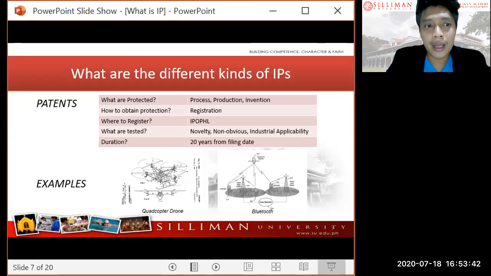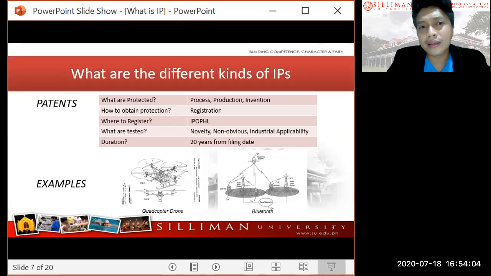You can file your patent through IPOFIL. IPOFIL has its own website where you can submit your applications. The duration of protection when a patent is filed will be 20 years. After that 20 years, your invention will be considered to be in the public domain.